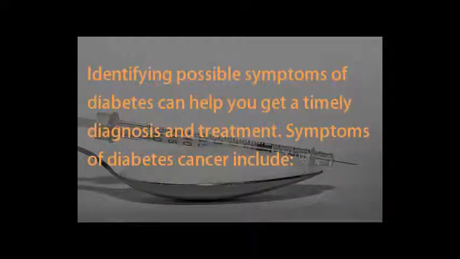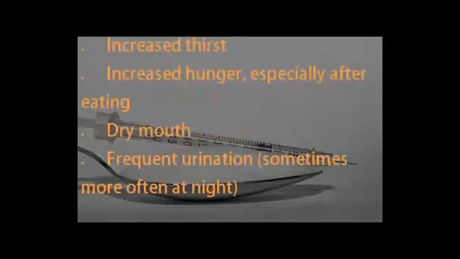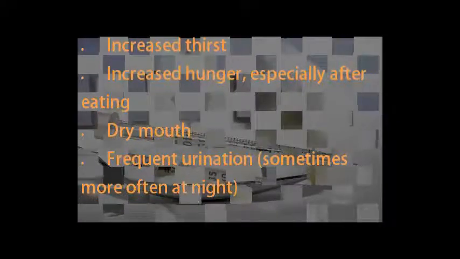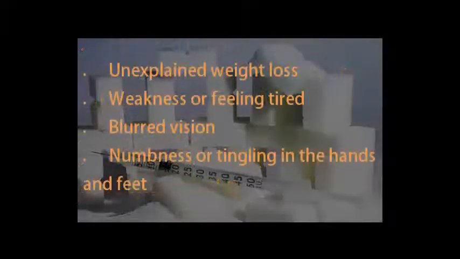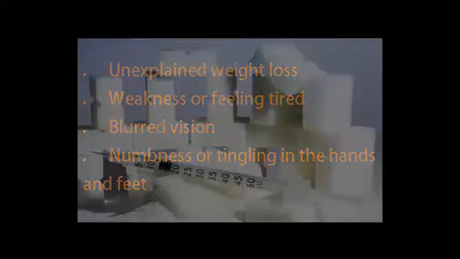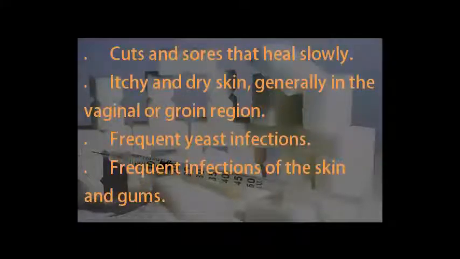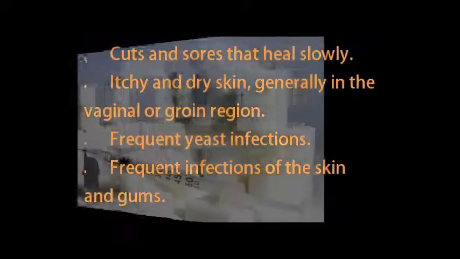Symptoms of diabetes include increased thirst, increased hunger, especially after eating, dry mouth, frequent urination, sometimes more often at night, unexplained weight loss, weakness or feeling tired, blurred vision, numbness or tingling in the hands and feet, cuts and sores that heal slowly, itchy and dry skin, generally in the vaginal or groin region, frequent yeast infections, frequent infections of the skin and gums.